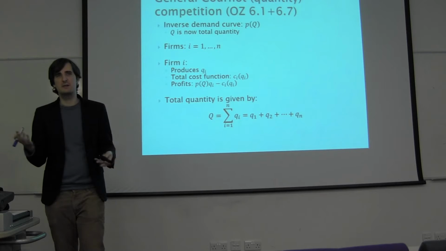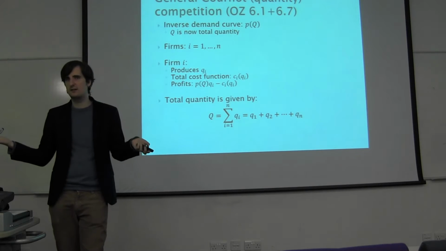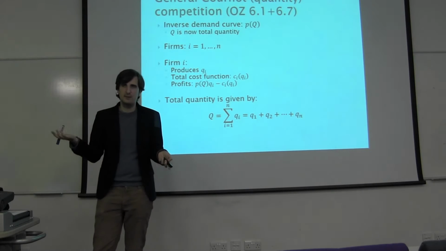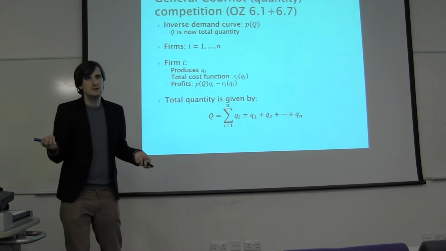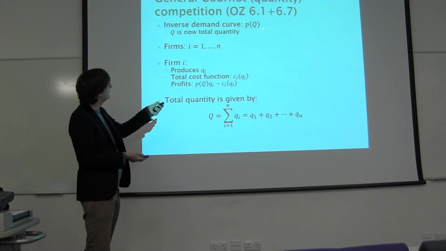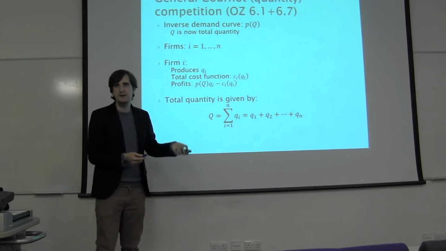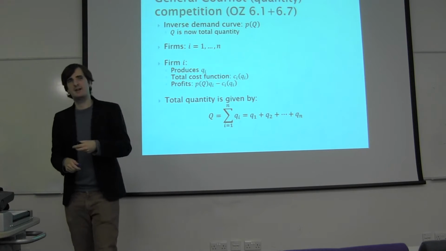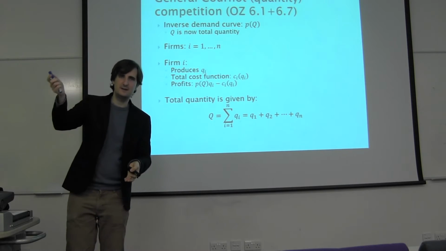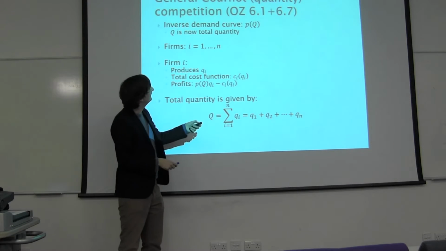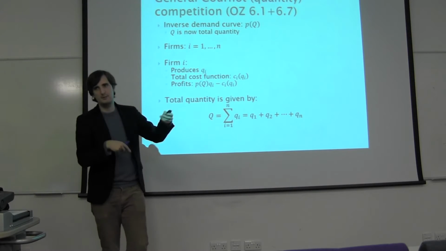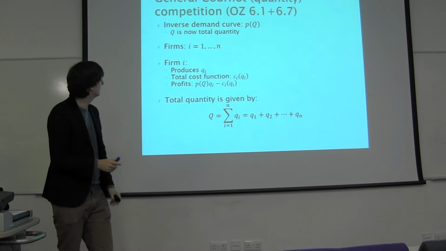And they're all producing the same product, okay, so the consumers don't care which firm they buy from. Their demand curve is just a function of the total quantity they're buying. Okay, so they might be buying 50 from the first firm, 20 from the second firm. But all they care about is that in total they're buying 70 units.